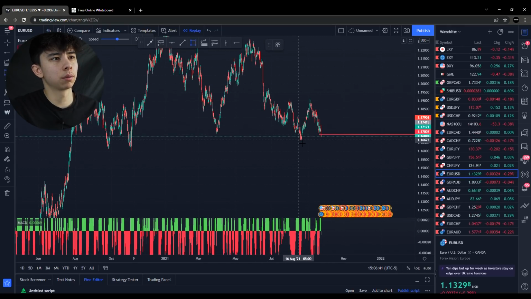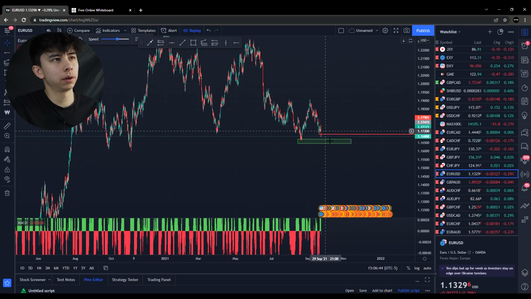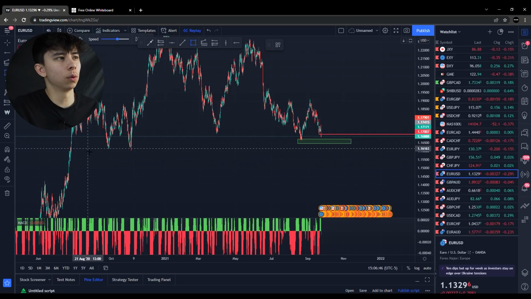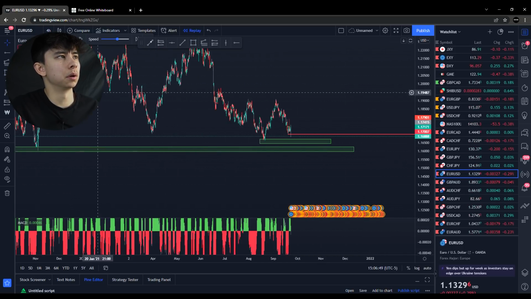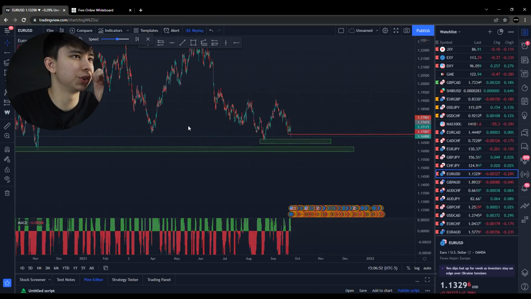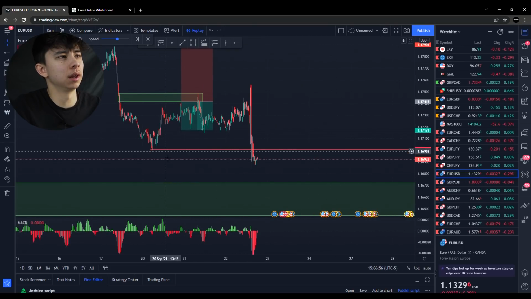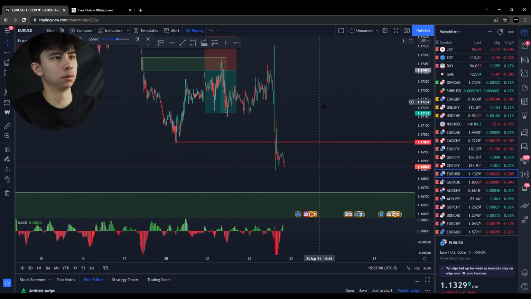Okay, so we already had a reversal from this area here. So it is likely that price could reverse from here again, or it could surge lower to this zone here. Okay, so now we have our direction. Cool. Price is making a new low here.